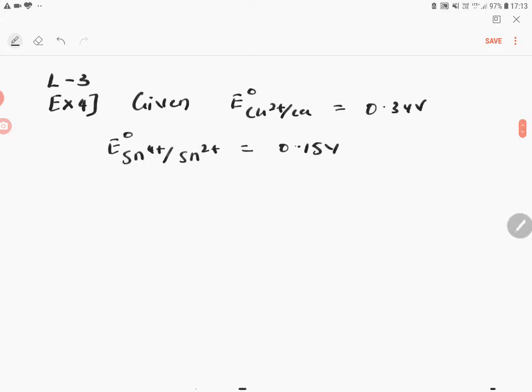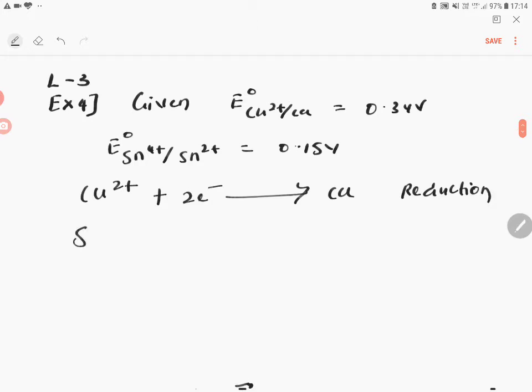So first we will write the half equations and find out the value of n. Cu2+ + 2 electrons will give Cu. This is oxidation. Sorry, this is reduction. I'm sorry. Next, Sn2+ giving you Sn4+ + 2 electrons. This is oxidation.